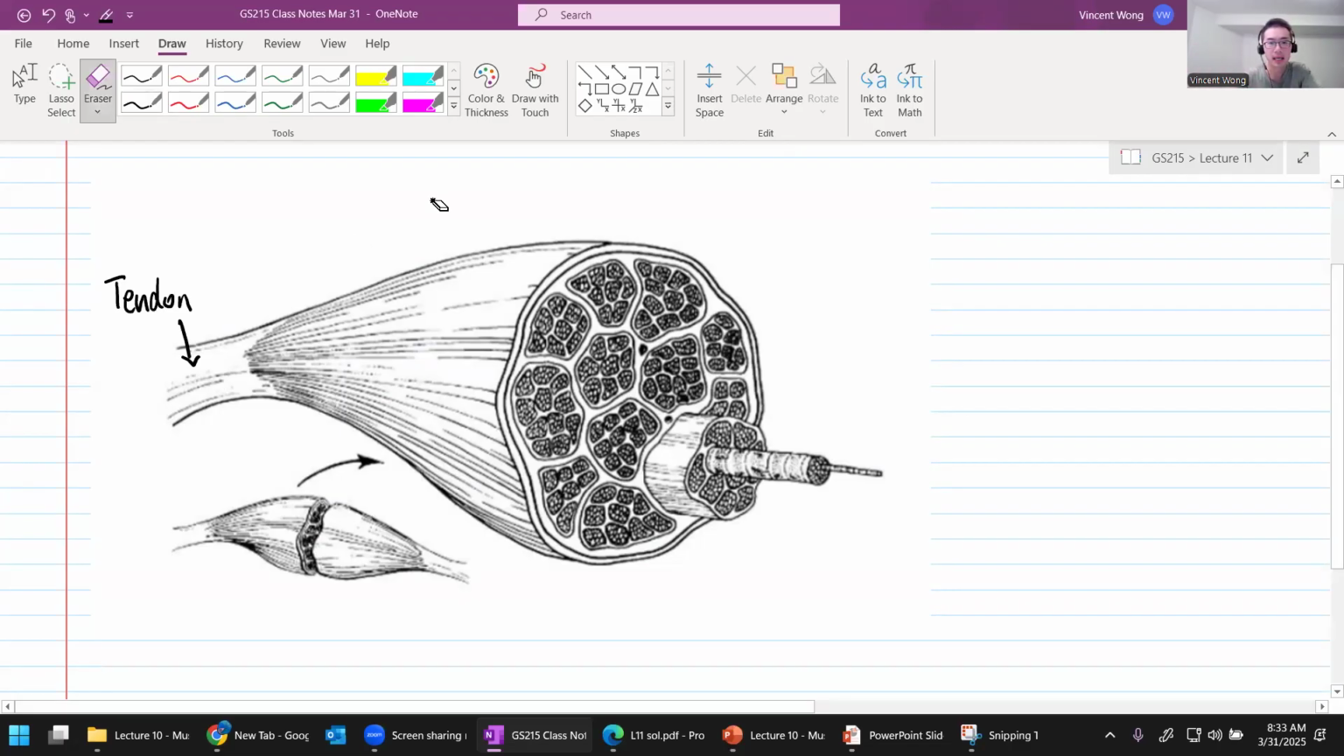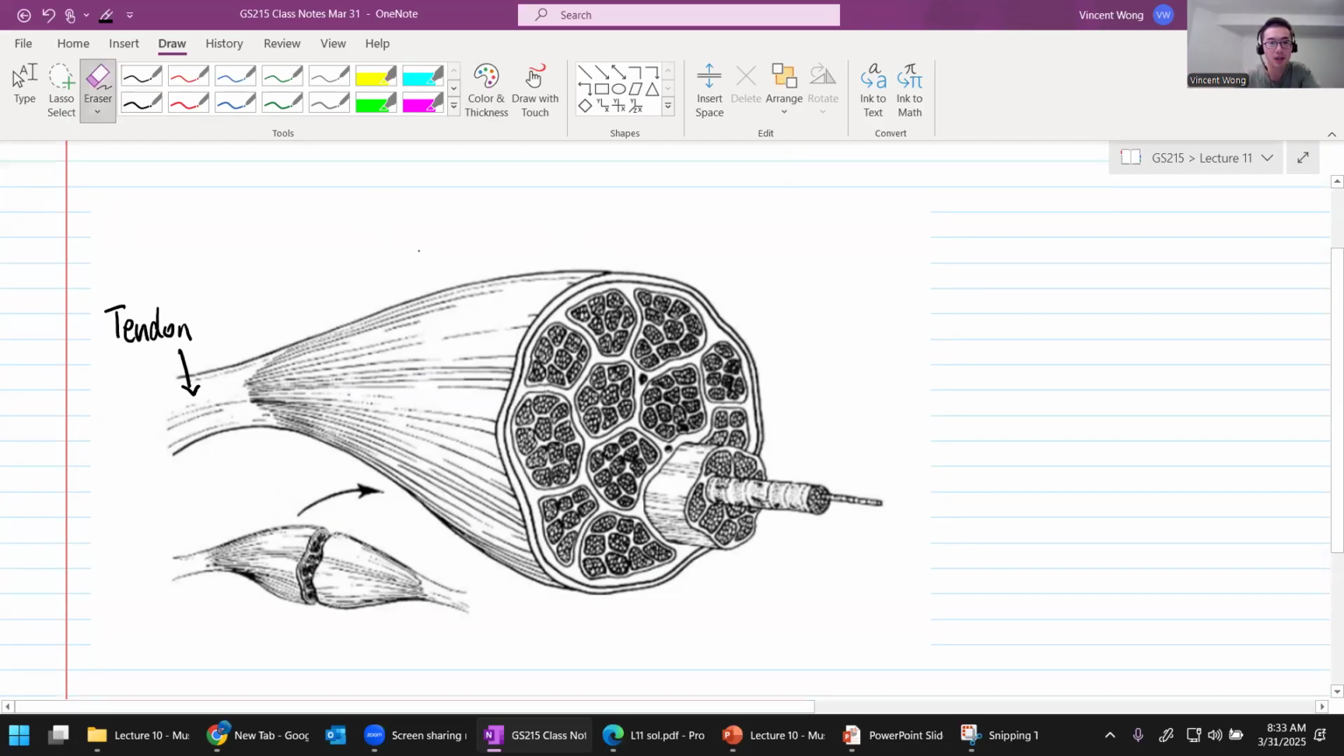So there's the tendon, and to remind you, the entire muscle is covered with a layer of connective tissue. That is the epimysium. Epimysium covers the entire muscle.